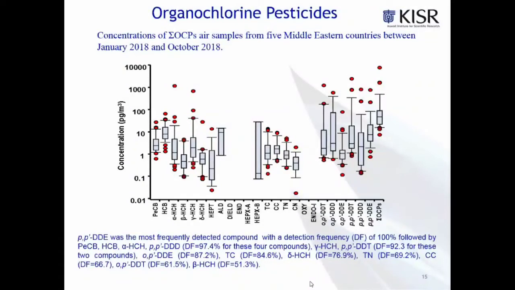So the concentrations of the sum of OCPs are shown in this slide. The most frequently detected compound was p,p'-DDE, which was detected in 100% of the samples, followed by pentachlorobenzene, hexachlorobenzene, alpha-lindane, then p,p'-DDE, etc.